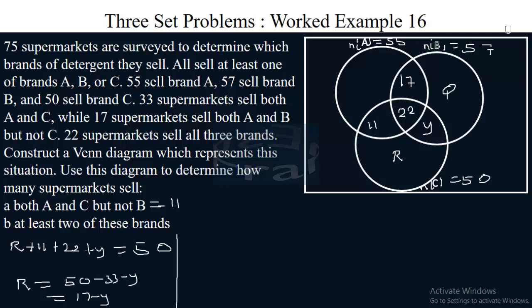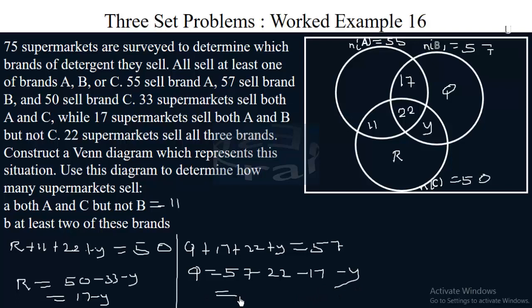Now we look for Q. We know that Q plus 17 plus 22 plus Y should give us 57. So Q is equal to 57 minus 22 minus 17 minus Y, and this will give us 18 minus Y.